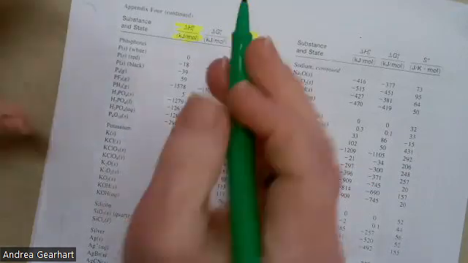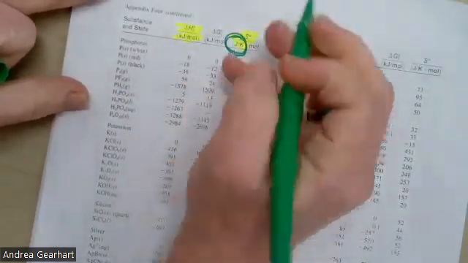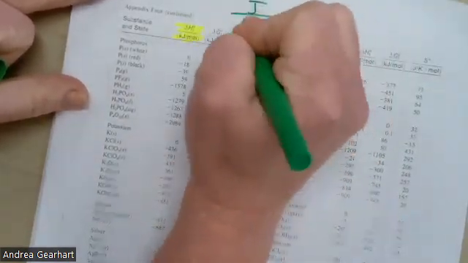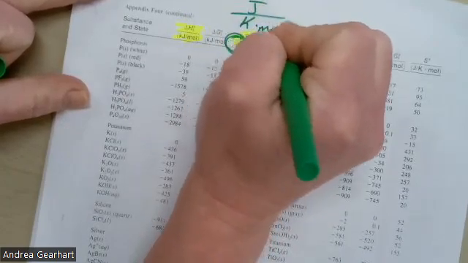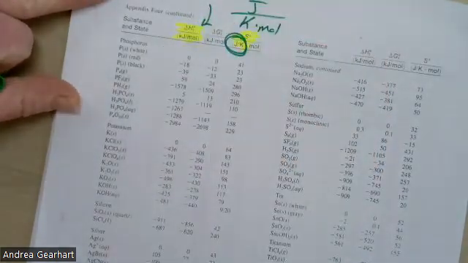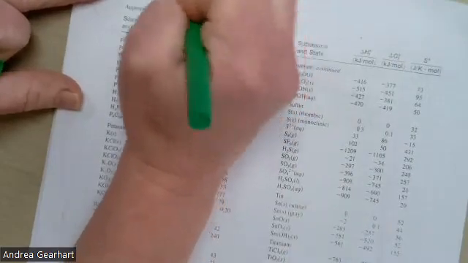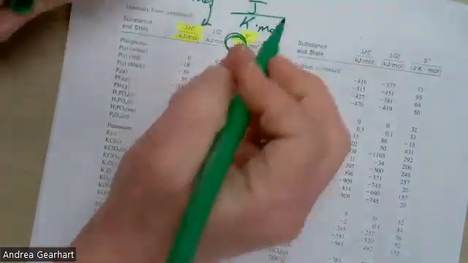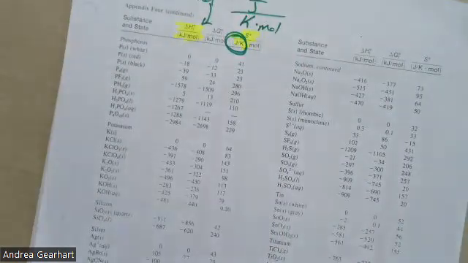Something to recall and be so careful of. The units of entropy are joule per Kelvin mole, and the units for enthalpies of formation and enthalpies of reaction are kilojoules per mole. So be so careful. That is definitely an opportunity to make a misstep.